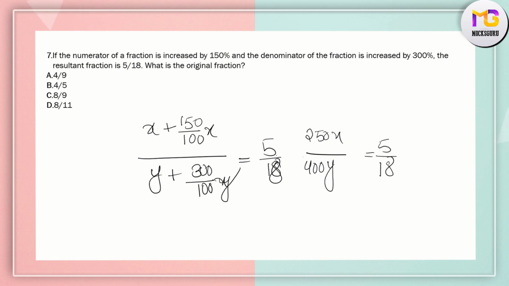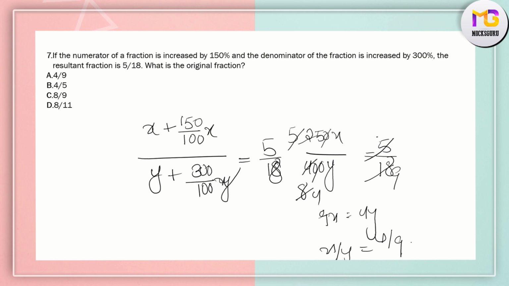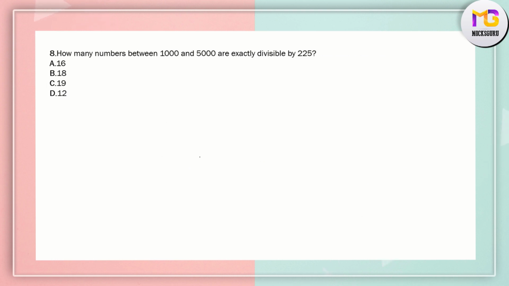By cancelling these, we get 5 times, 8 times, 5, 5, 2 4s, 2 9s. So 9x is equal to 4y. So x by y is equal to 4 by 9. So the answer is 4 by 9, option A. Let's move to the next question.